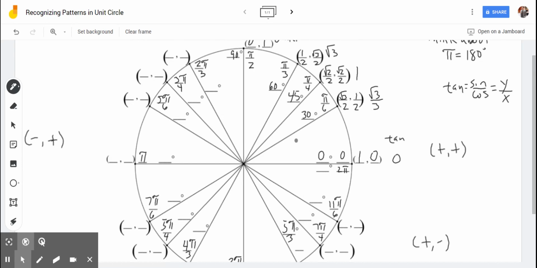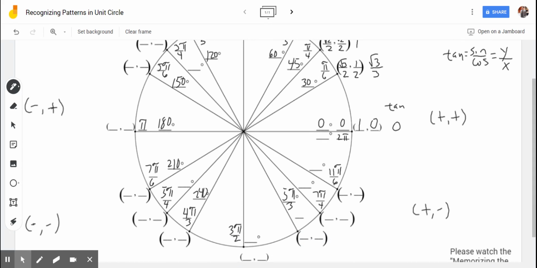And I'm just going to fill in the degree values here. So if we count by 30: 30, 60, 90, 120. Skip the one in the middle, 150, 180, 210. Skip the one in the middle, 240. On the bottom is 270, 300. Oops, I put that in the wrong spot. So this should be 5 pi over 3, which is 300. Skip the one in the middle, 330, and then 360.